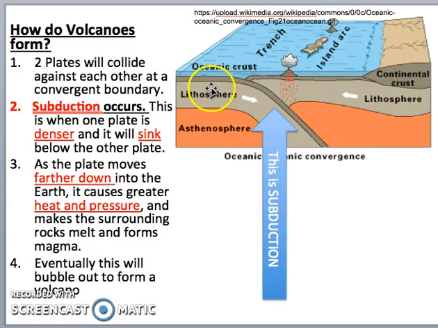And what happens is, as the oceanic crust is pushing down into the continental crust, it causes a lot more pressure in this area. The surrounding rocks in this area will start to melt and form more pressure. And that pressure is going to push that magma out, and it's going to form a volcano. And this doesn't have to happen in the ocean. It could also happen on land, which is why we also have land volcanoes.